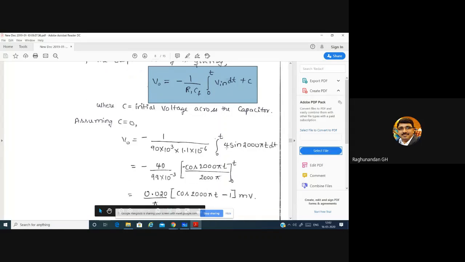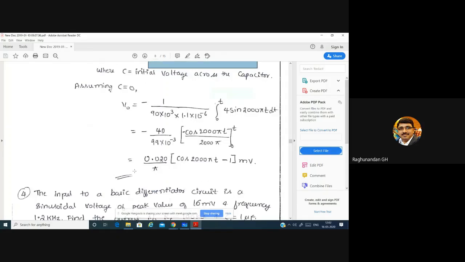And so take the 4 outside since it is constant, and take the integration of sine 2000 pi t. You got 2000 because it was 1 kilohertz. So now, on integrating sine 2000 pi t, we got minus cos 2000 pi t by 2000 pi, and integral 0 to t. After substitution, we got this equation.